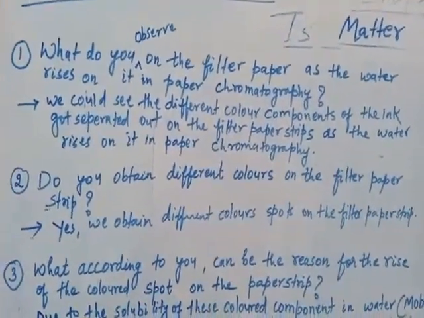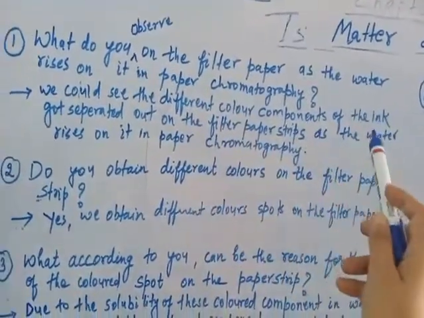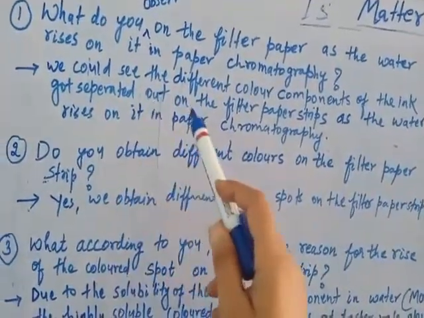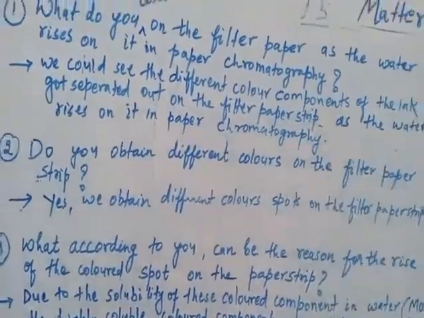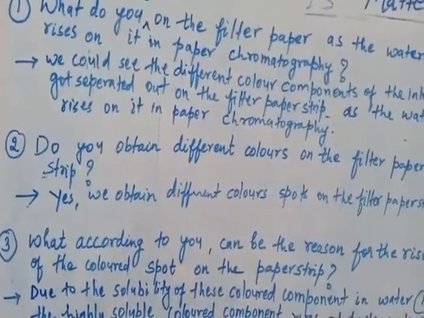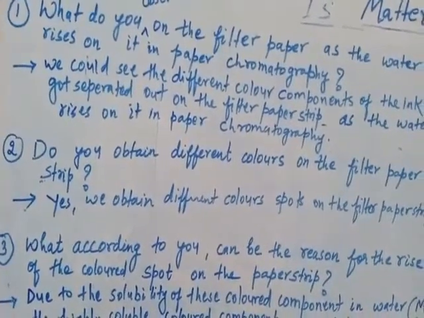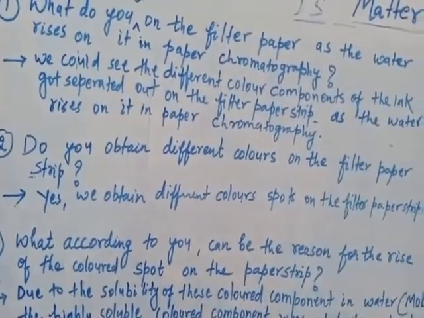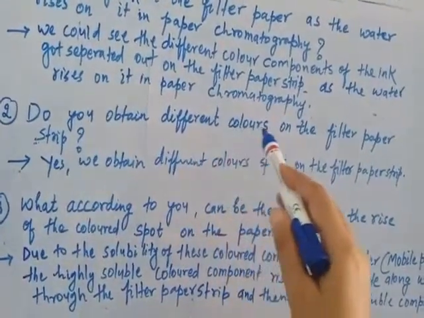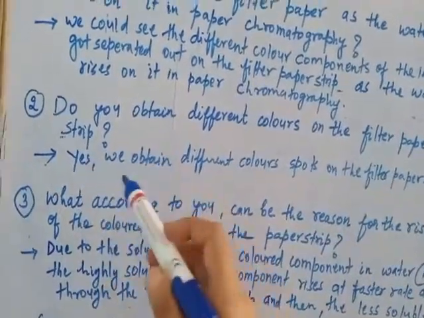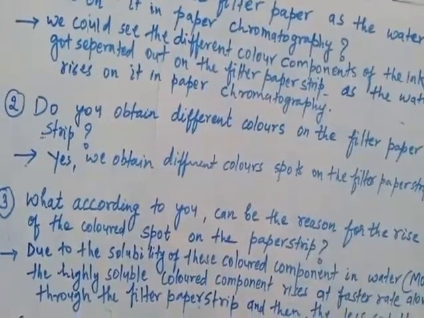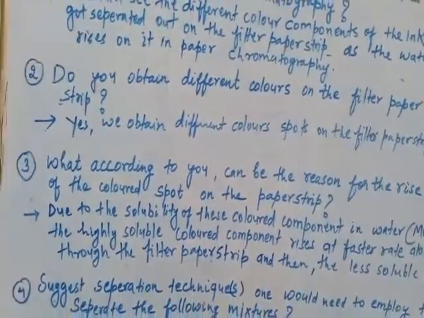We could see the different color components of the ink got separated out on the filter paper strips as the water rises on it in the paper chromatography. So as you could see in the paper chromatography process, on the filter paper strip, you can see different color component spots. Now the second question is, do you obtain color on the filter paper strip? Yes, obviously we obtain different color spots on the filter papers, different color components. You could see red, blue, green and all.